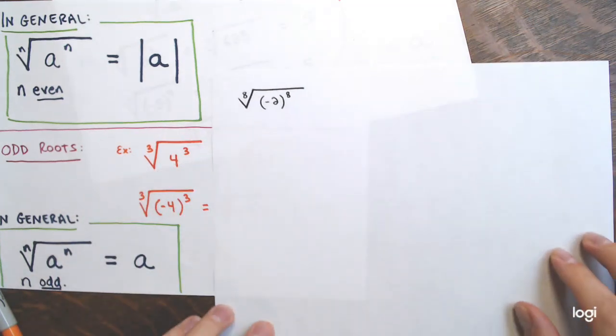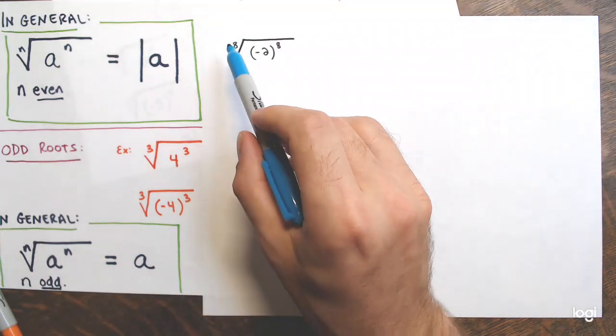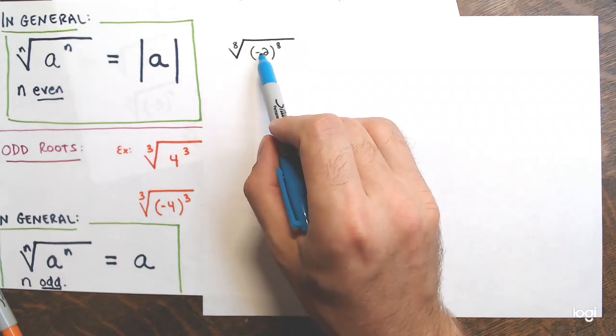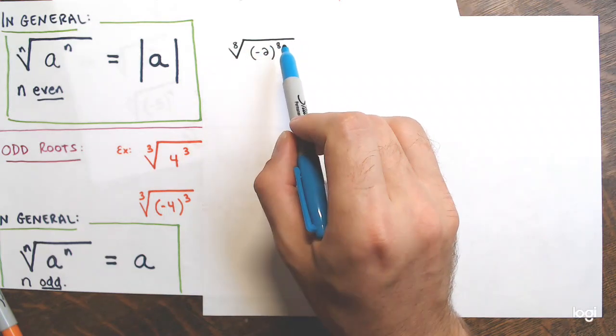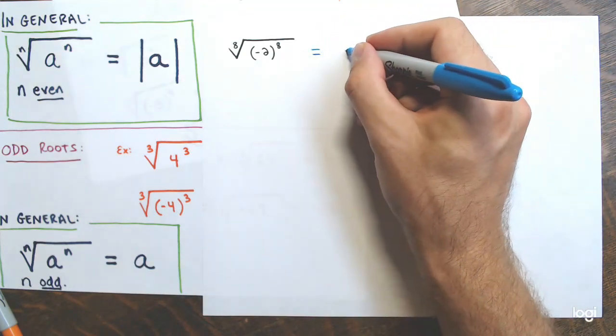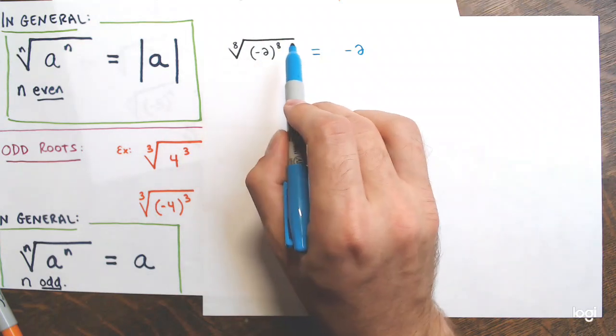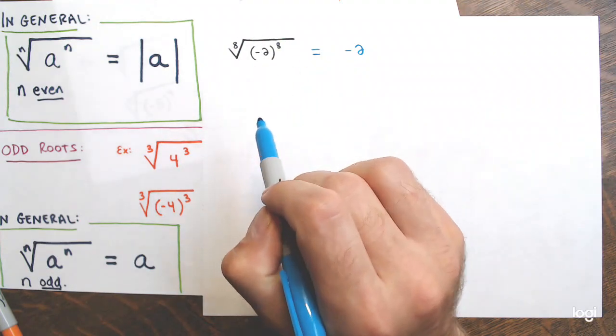All right, so here's one where, again, a very common mistake is made. I have the eighth root of -2 to the eighth power, and again the common mistake is to say that this is just -2. Oh, there's an eighth root and an eighth power. Those undo one another, and I'm left with just the base, just -2.